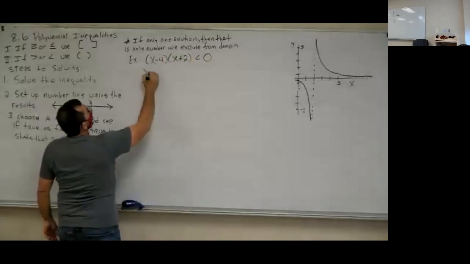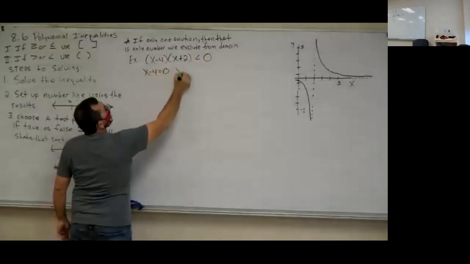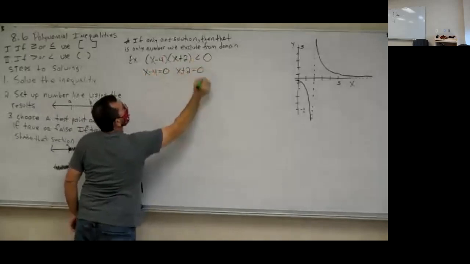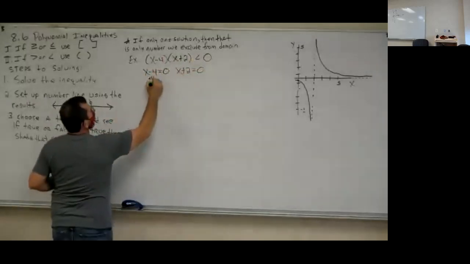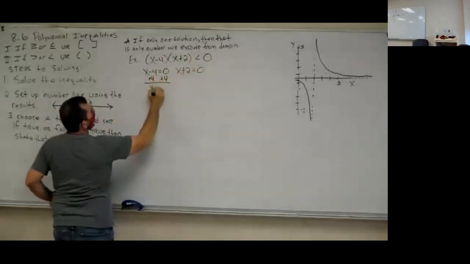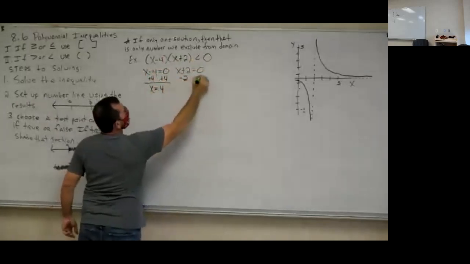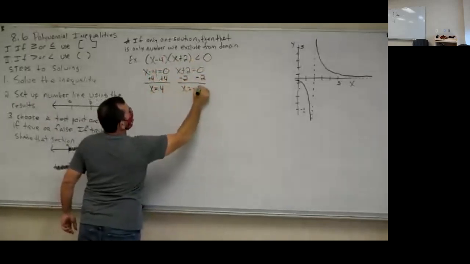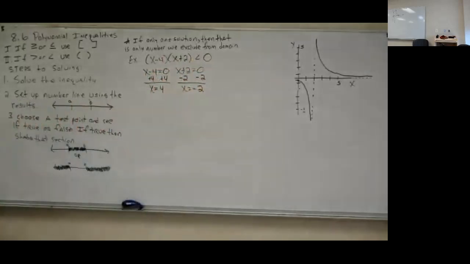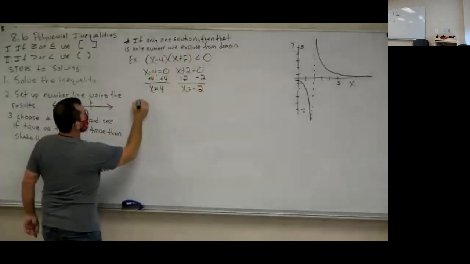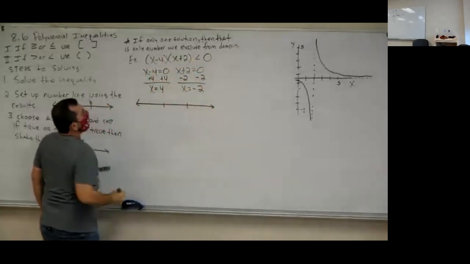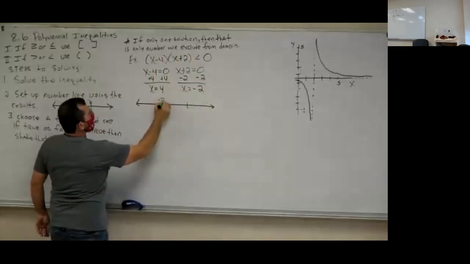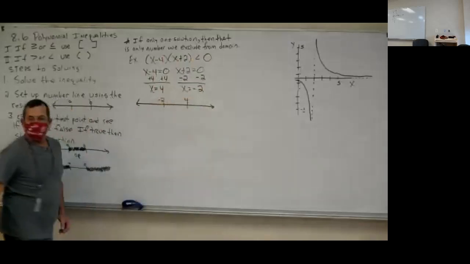So to solve this, you're going to take both of these and actually set them equal to 0. Add 4, subtract 2. So I get x is a positive 4. X is a negative 2. So I've got my two solutions. So I'm going to draw my number line here. So let's see, I know negative 2 comes before a positive 4, so I'm going to put my numbers in order.